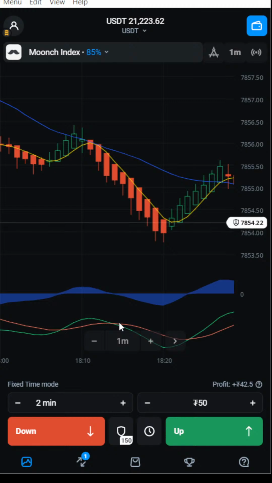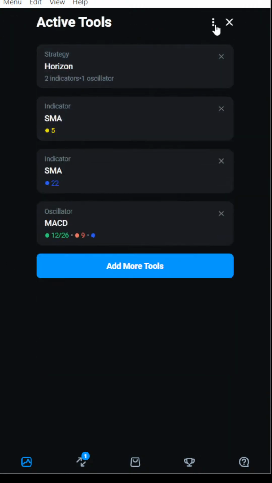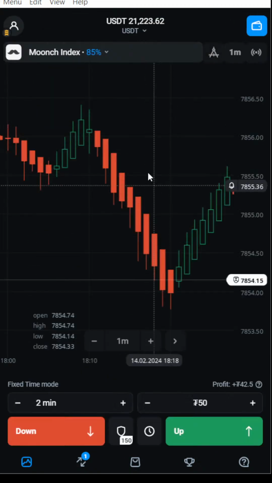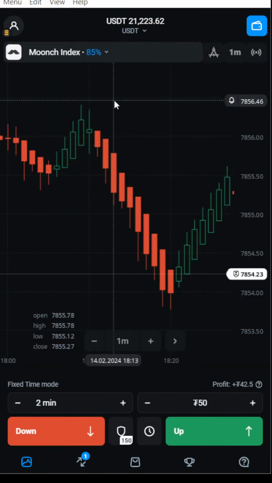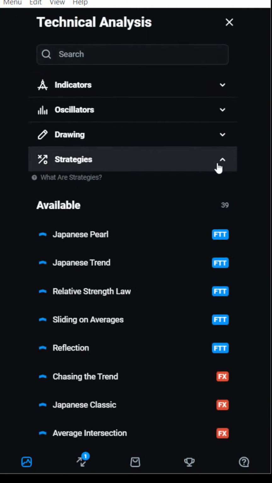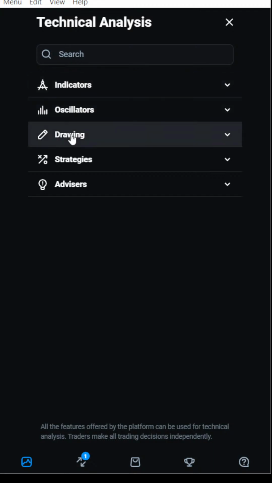For those who are just joining now, let me help you set the strategy one more time. Guys, check one more time, please. This is the mobile application we usually use, and there is technical analysis. It looks like an Eiffel Tower. We need to click over there. Then we have this kind of menu in the mobile application, in the horizontal way: indicator, oscillator, drawing tool and strategy.